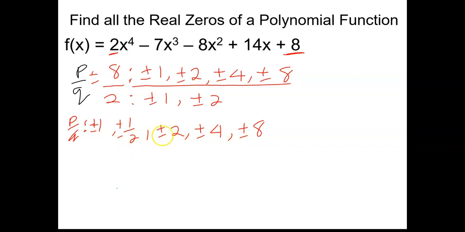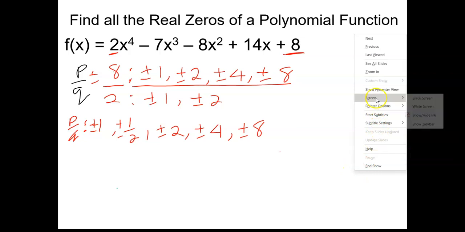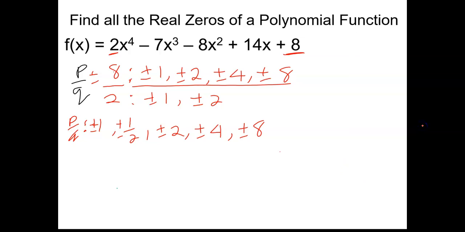So let's test them. So how many of them are here? 2, 4, 6, 8, 10. It will take forever to try to do synthetic division for all 10 of them until we find what we need. So I would use the calculator to test them. Type this into the equation and then use our y var.